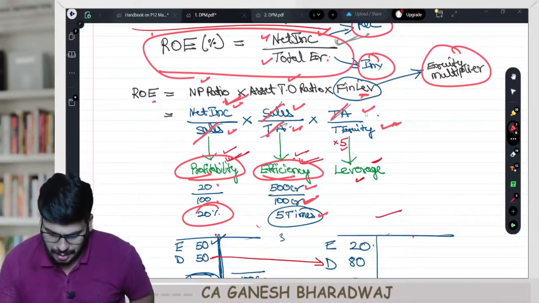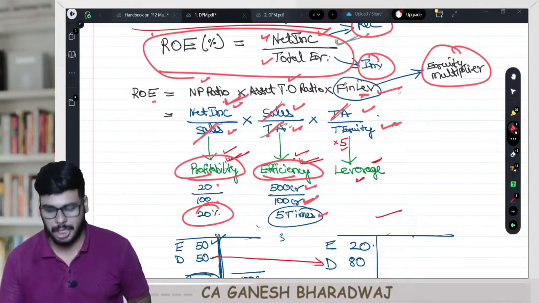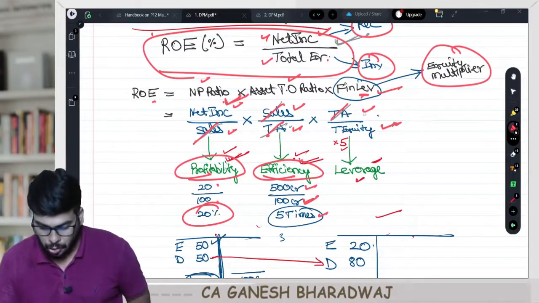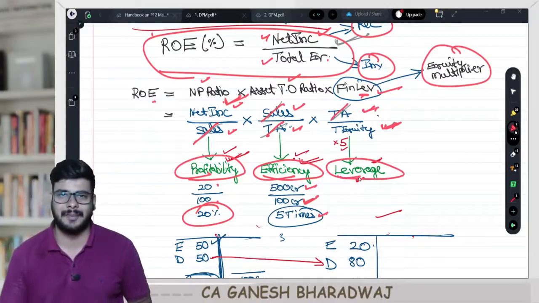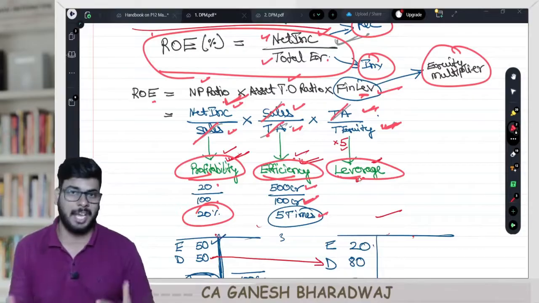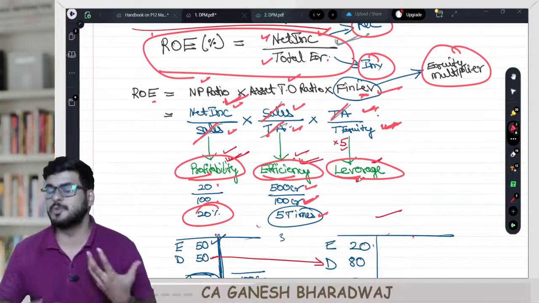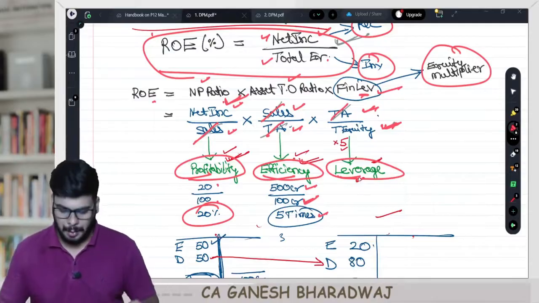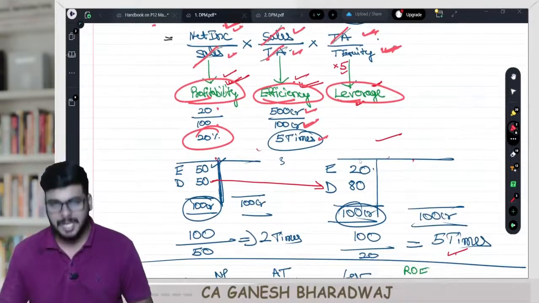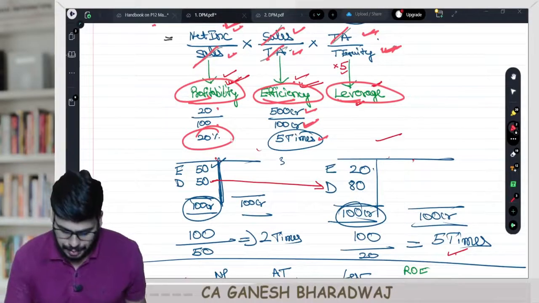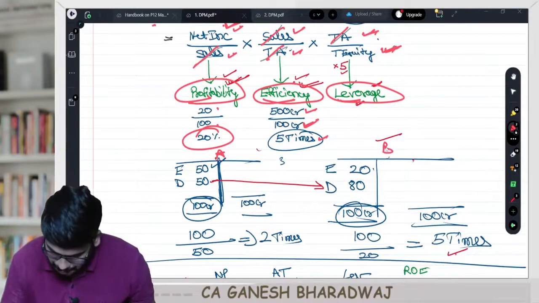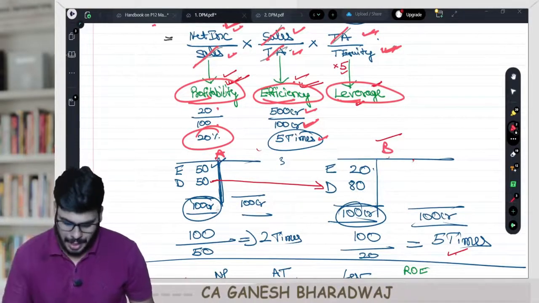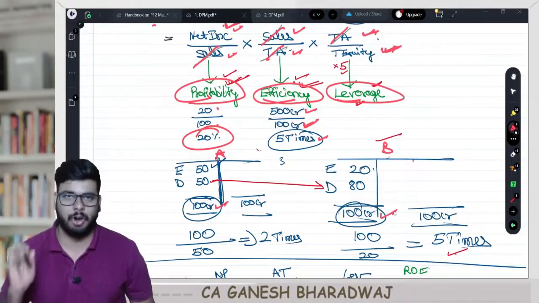Now, this third segment called financial leverage, right? What is it? The total assets divided by equity, right? This shows the leverage effect. What do you mean by leverage effect? Again, a very technical aspect in financial management, which we generally discuss in our financial management lectures. But anyways, here for the limited purpose, let me again give you an example. Let us say there are two companies, company A, company B. Both companies have raised a total capital of 100 crore.